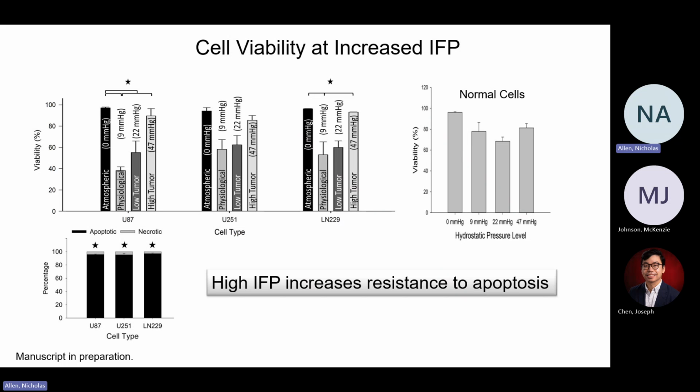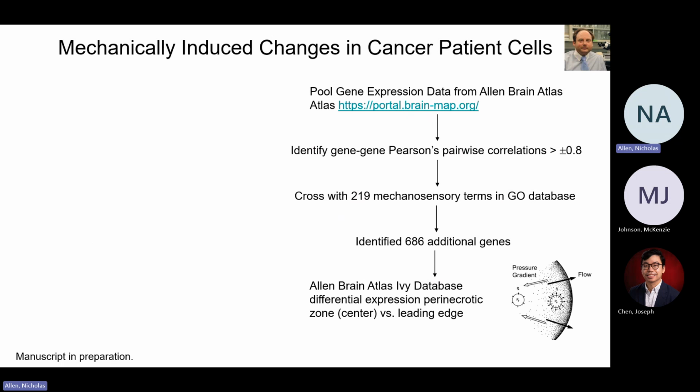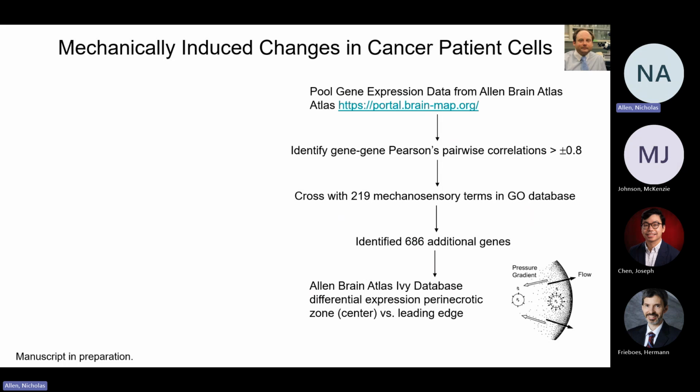And this data told us that high interstitial fluid pressure increases the resistance to apoptosis. So that treatment that patients are getting to reduce pressure is probably a good thing. Okay, so we were wondering how this relates to patient data. With our collaboration with Dr. Otero, we were able to pull data from the Allen Brain Atlas, which has data on both normal patients and GB patients, and compare what was happening.